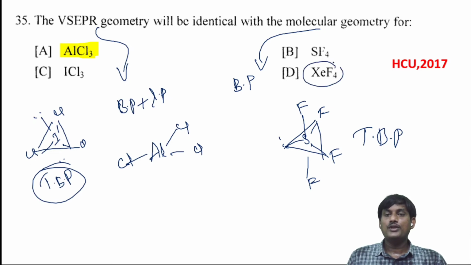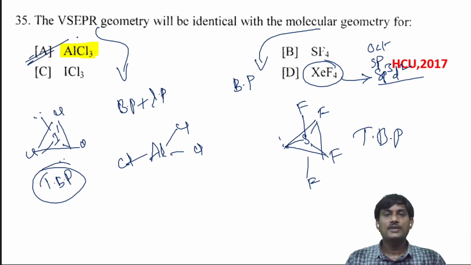Xenon tetrafluoride also. This one has sp3d2 hybridization. Here the VSEPR geometry is octahedral, but the molecular geometry is square planar. So AlCl3 has both geometries identical.